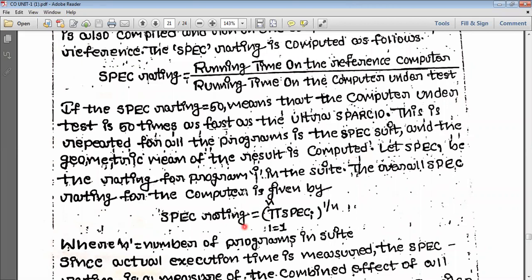The SPEC rating is equal to the product from i equals 1 to n of SPEC_i, whole power 1 by n. Here small n means the number of programs in the suite. That means how many standardized programs are taken, and how those standardized programs are executed on the reference computer. Based on that, we know the performance of the computer under test.